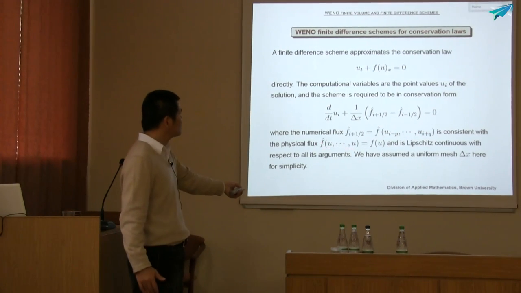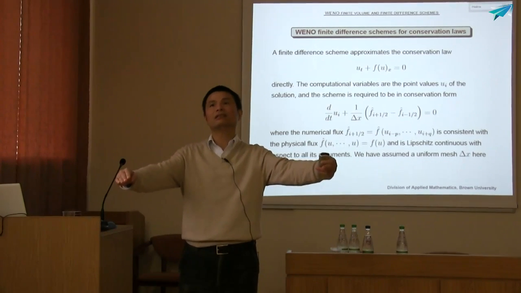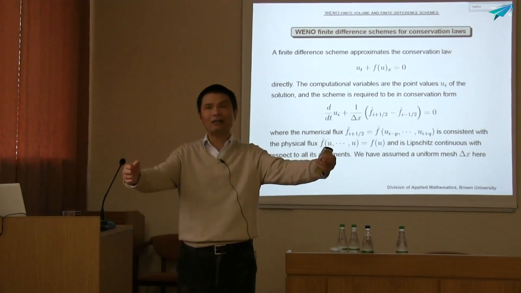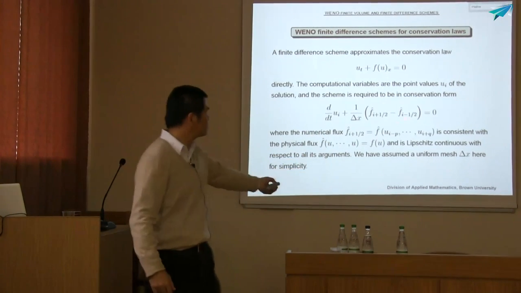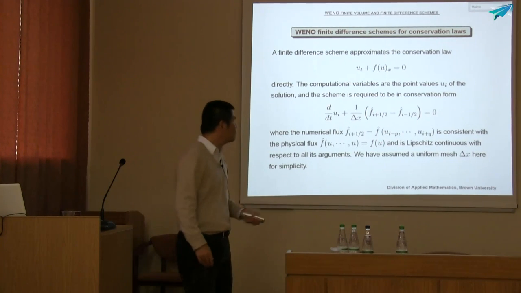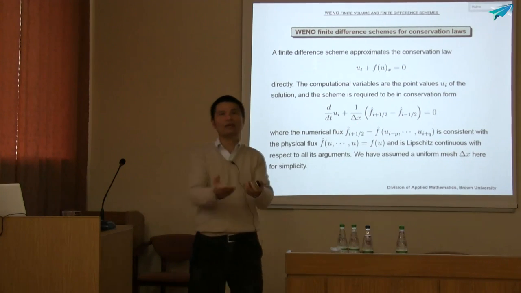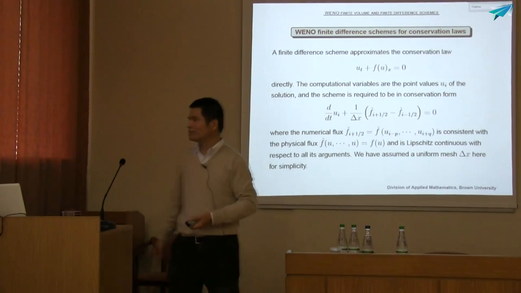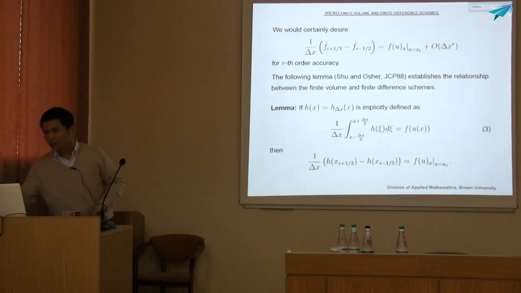This f hat should be consistent. In other words, if the function locally is a constant, if every node value u_i equals a constant u, then you should recover f(u). But otherwise, this f hat is still arbitrary at this time. For the time being, let's assume that delta x is uniform. In other words, we have a uniform mesh in space.